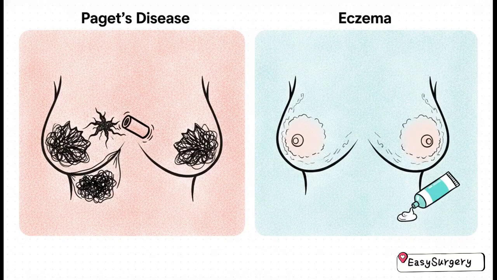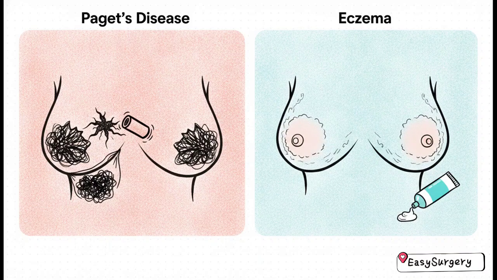Now, what if the discharge is actually coming right off the surface of the nipple? There's a vital difference to catch between Paget's disease and eczema. Paget's is usually unilateral, just on one side, and it literally destroys the nipple areola complex. You have to diagnose it with a punch biopsy, not just scrape cytology.